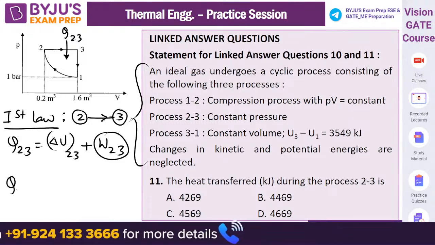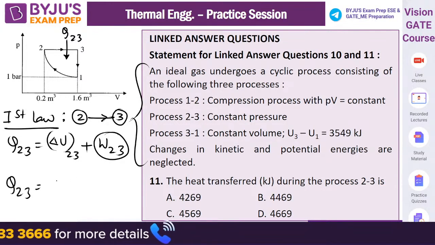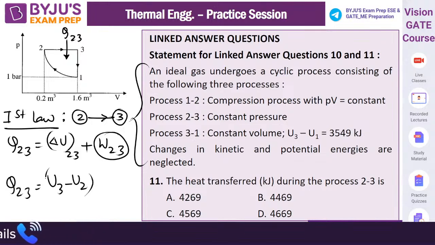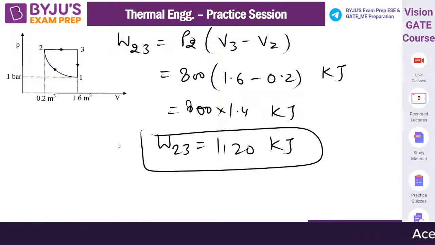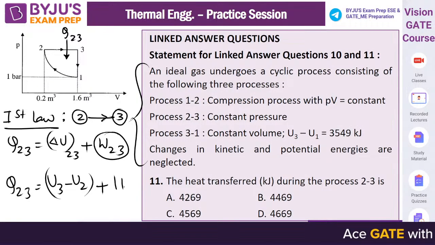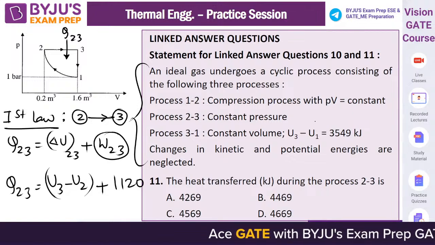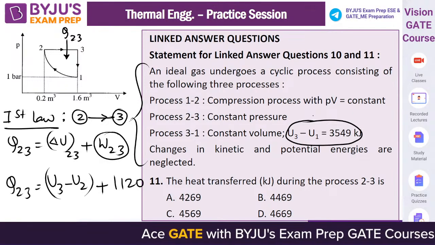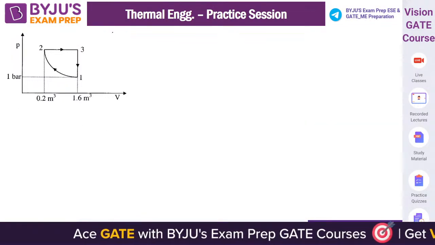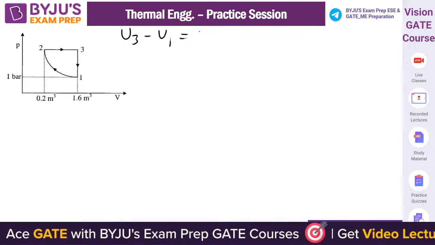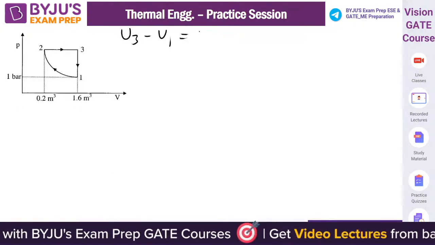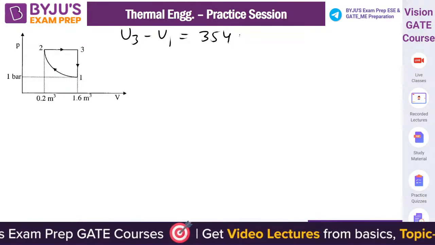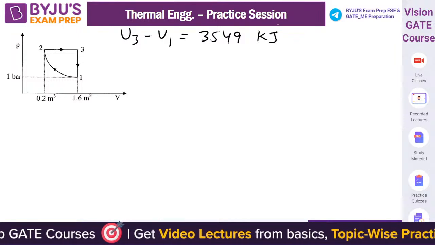So we can say Q2 to 3 is equal to U3 minus U2 plus W2 to 3, and W is equal to 1120. Now we know U3 minus U1 to be given. U3 minus U1 is given as 3549 kilojoule.